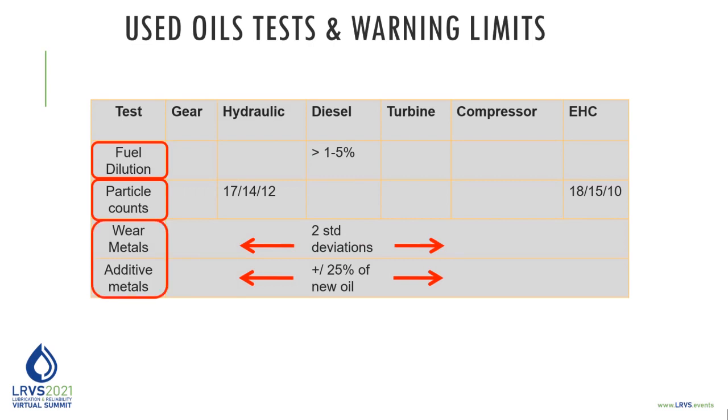Wear metals and additive metals, obviously, 2 standard deviations away from the center line. In the case of additives, well, regardless, those metals are always going to be in there. Really what we're trying to look at is functionality, but if we actually do see an increase or decrease according to some new oils or things that are added, often we can tell if it's been contaminated with a bad add.